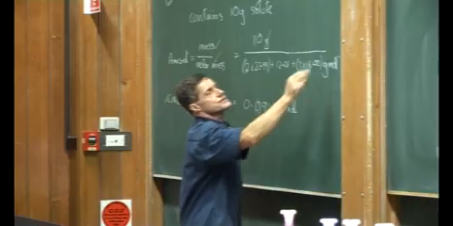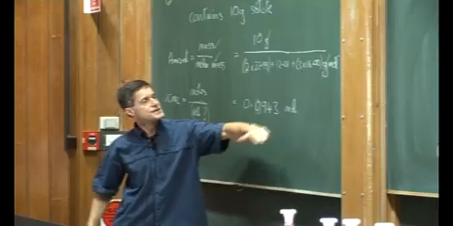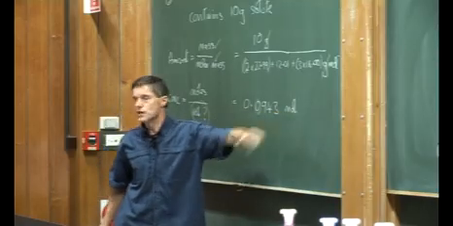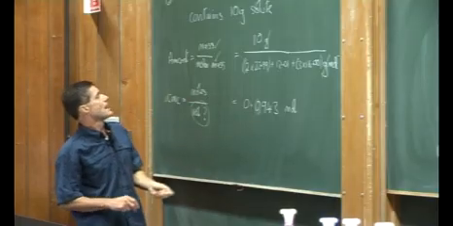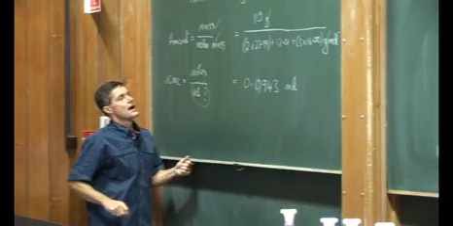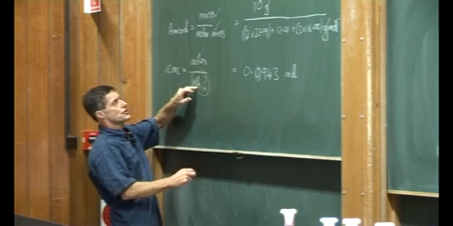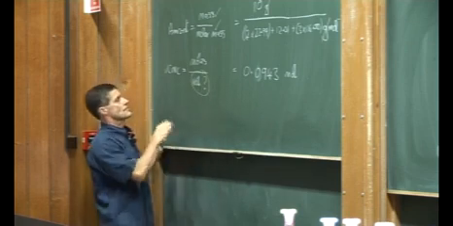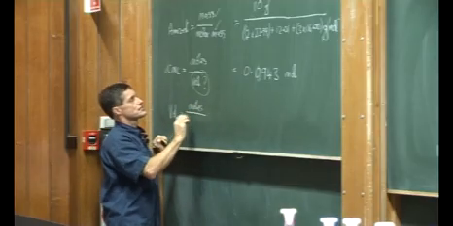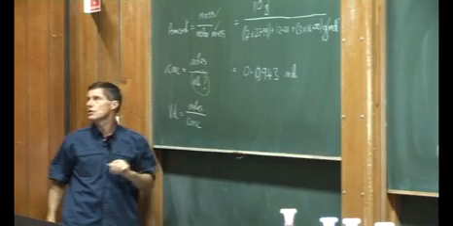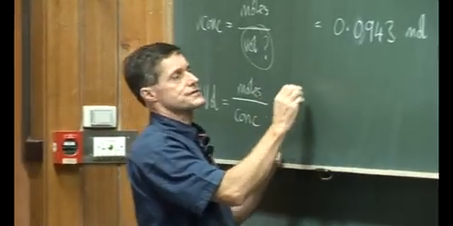Seeing what's happened with the units, grams on the top cancel with grams on the bottom. Per mole on the bottom is equivalent to moles on the top of the equation. So I now have a number of moles of material. I have a concentration. I'm going to rearrange this equation so that I have it in terms of volume. Volume is moles over concentration. I can now put in my values.